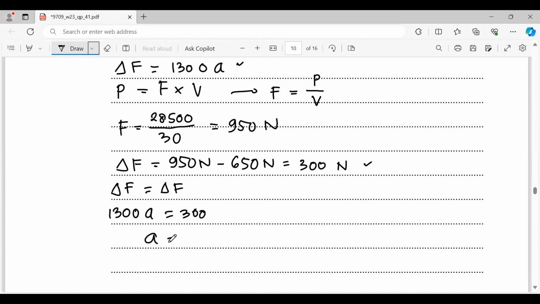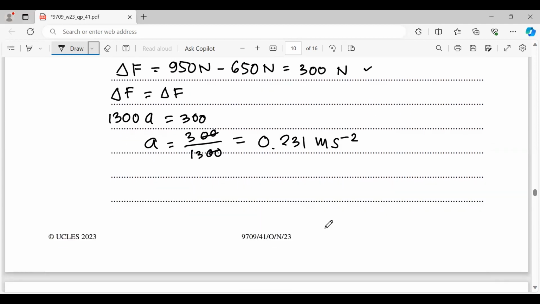So it is A equals 300 over 1300, 3 over 13, 0.231 meters per second squared, because acceleration unit is meters per second squared.